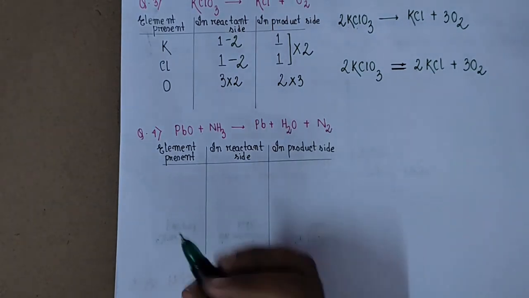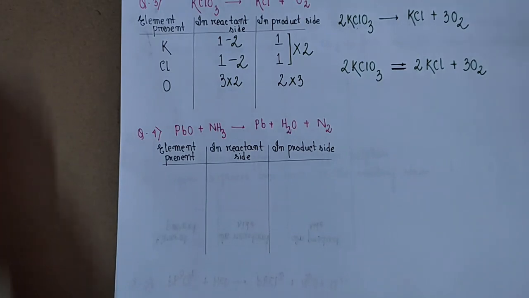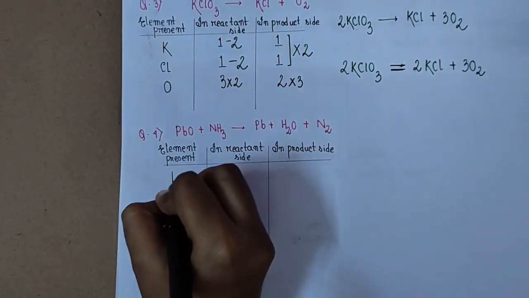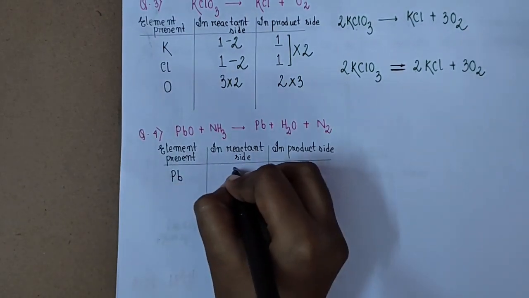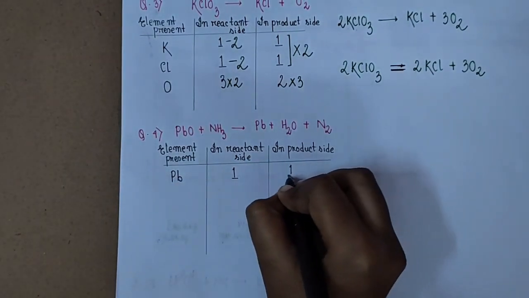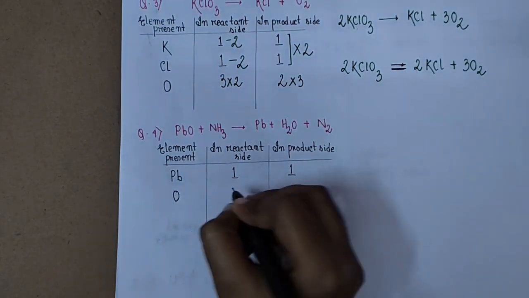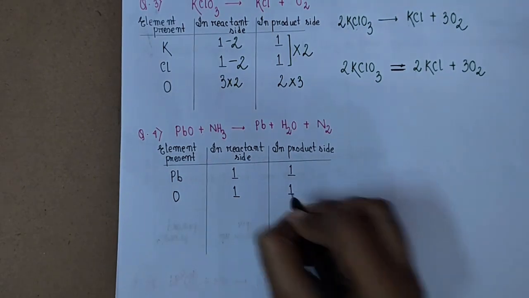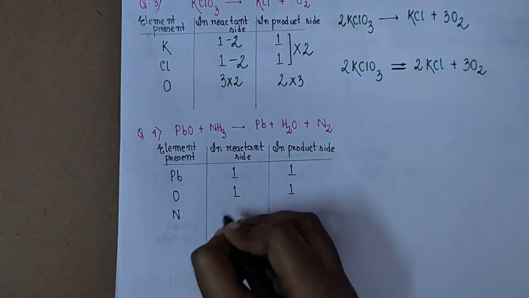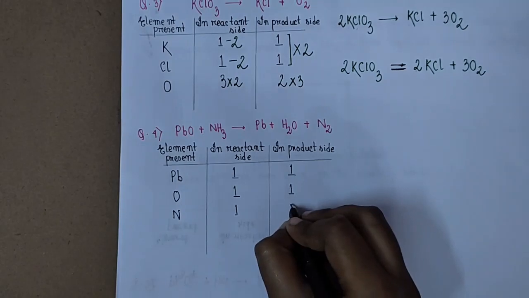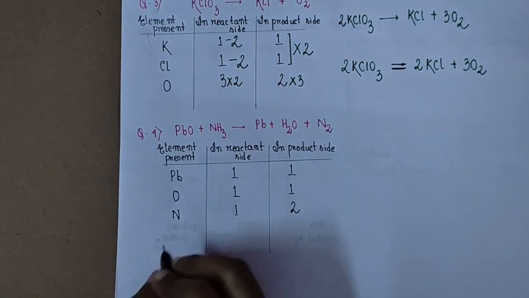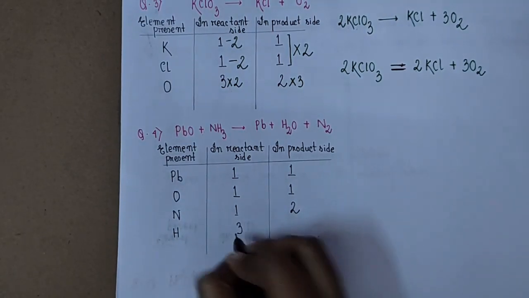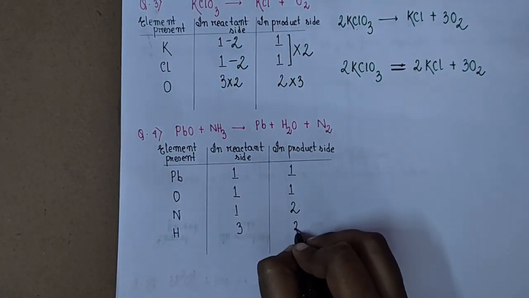Now, the element present, first you have to write down the elements present and you have to count the number of atoms of the elements present. So first one is the lead. In the reactant side this is 1, in the product side also this is 1. Next is oxygen. In the reactant side the number of atoms is 1, in the product side also this is 1. Next nitrogen. In the reactant side this is 1 and in the product side this is 2. And last one is the hydrogen. In the reactant side this is 3 and in the product side this is 2.